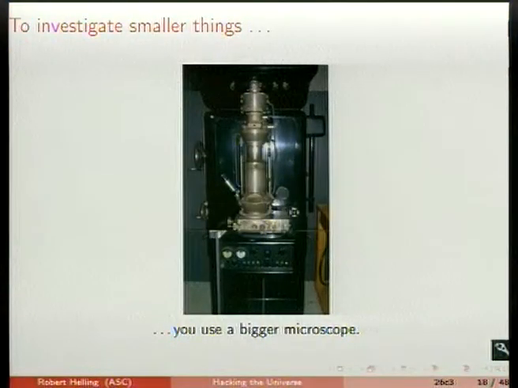Why doesn't it make sense? Because you're getting in the vicinity of the wavelength of the light. And you can't observe stuff that is shorter than the wavelength of the light that you're observing with. So a microscope won't work for particle physics. So if you want to investigate smaller things, you have to replace the light. For example, you can replace it with electrons. This is an electron microscope.